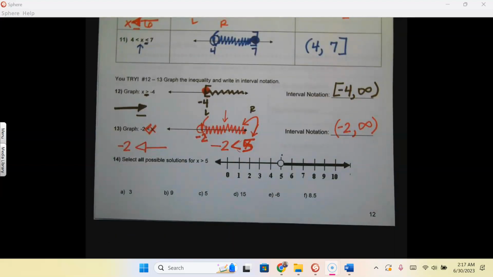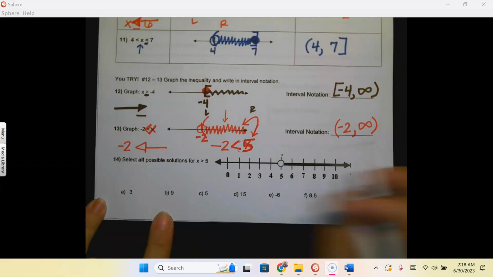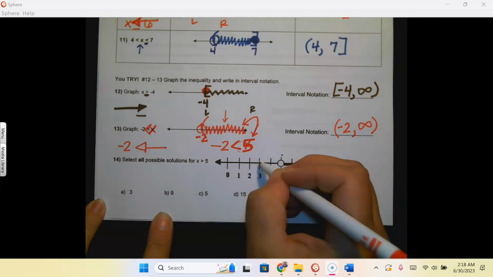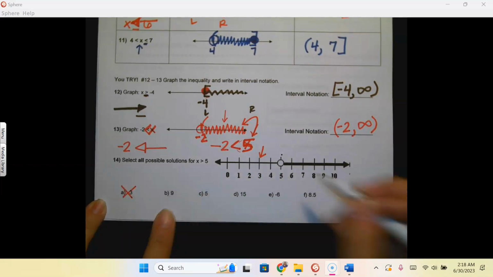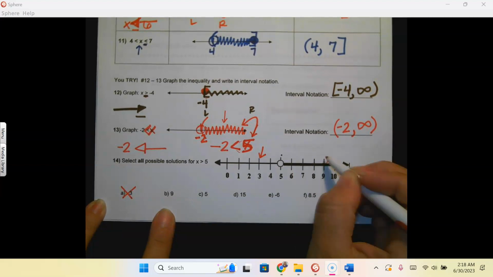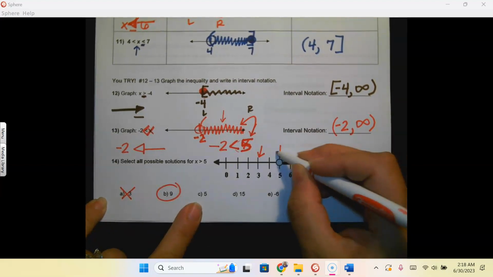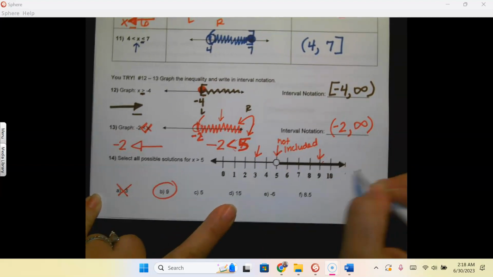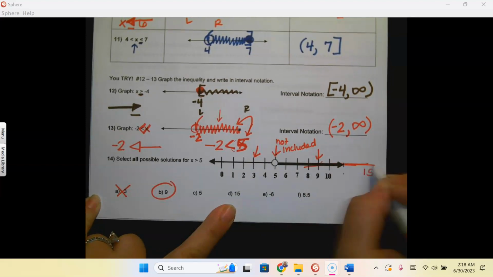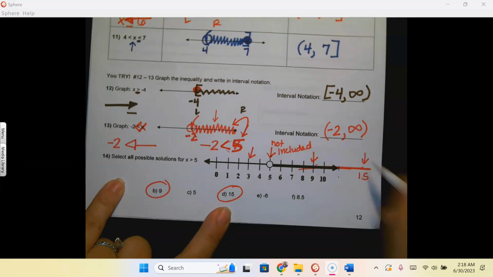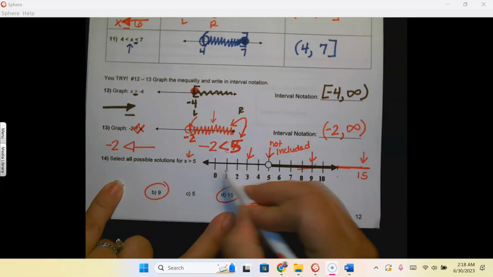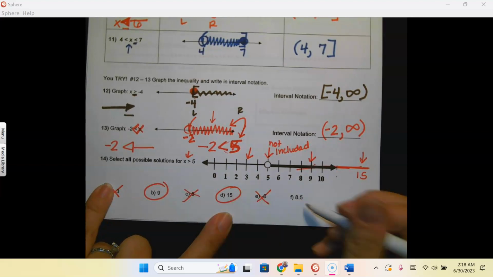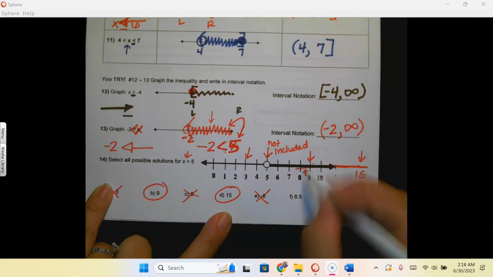Okay, and then lastly it says circle all the possible solutions. So solutions are just all the numbers that are shaded for this inequality here. So if we look, 3 is not shaded right here, so no. 9, yep, it's shaded right here, so 9, yes. 5, it is not included because it's an open circle. 15 would be somewhere over here, and it keeps going and going, so yes. And then negative 6, no, it's over here in the unshaded part, so no. And 8.5 is right here in the shaded area, so yes.